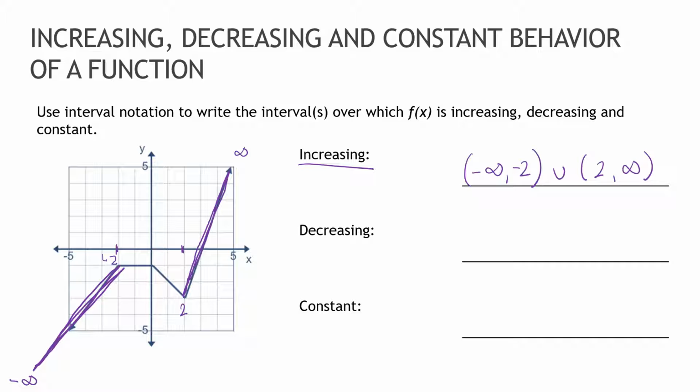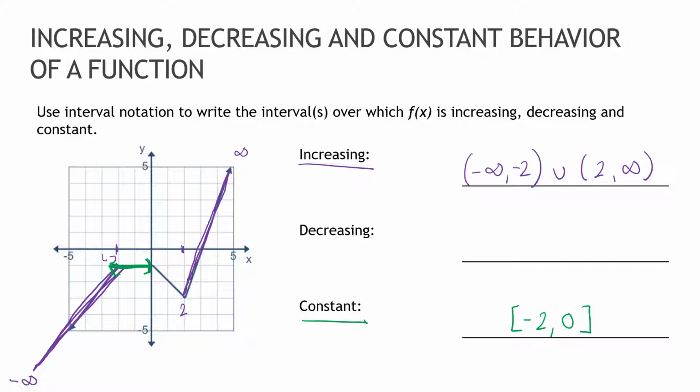From constant behavior, it seems that the constant behavior would be, let's use green. Oops, I guess I skipped over decreasing. We'll come back to decreasing. Constant behavior happens right here. Constant being nothing is changing. And that is happening from -2 to 0. And notice I use the closed brackets on that because that seems to be included from -2 to 0.